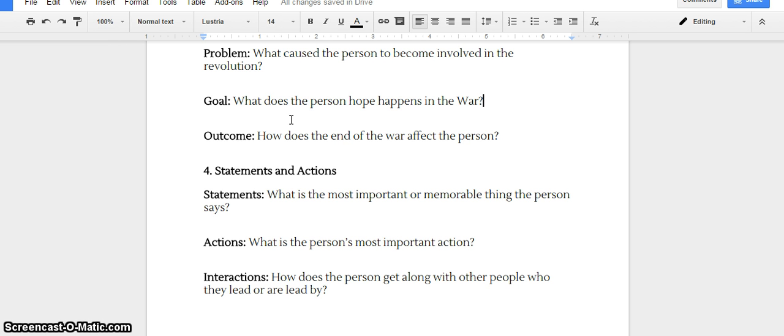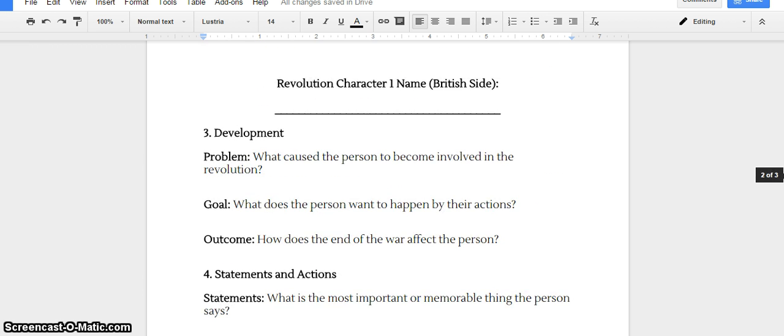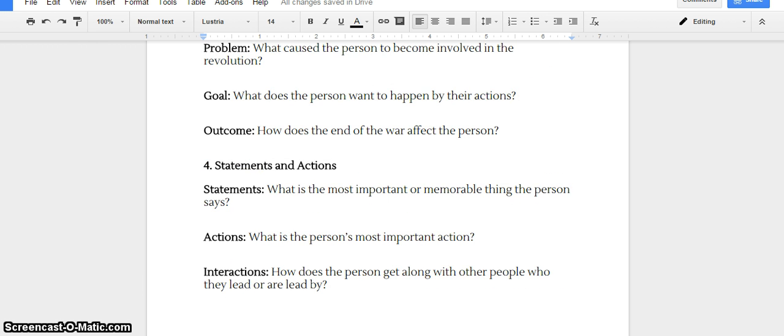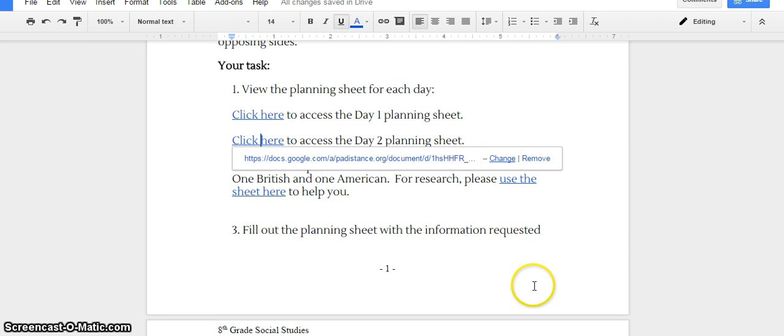You're also going to tell me a little bit about the statements and actions. So what is the most important thing the person has said? What is the most important thing they have done? And how does the person get along with others? You're answering that for both of them, but this is day 2, so we're not going to worry about that right now. Back to our description.